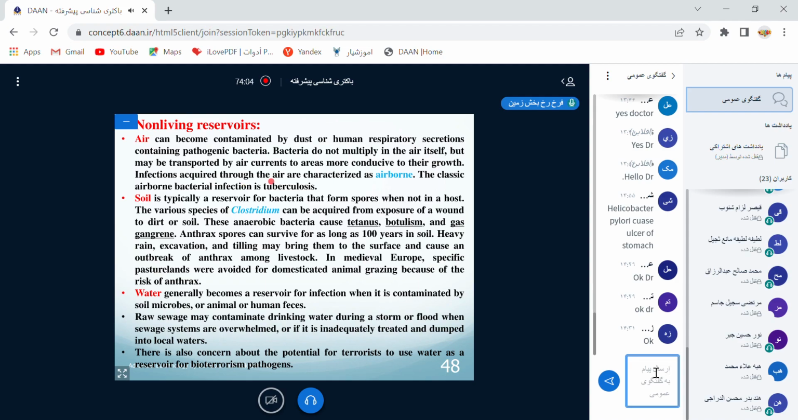Infections acquired through the air are characterized as airborne. If I get a disease and the infection comes to my body with the help of air, according to the air reservoir, we call it airborne. The classic airborne bacterial infection is tuberculosis, Mycobacterium tuberculosis.